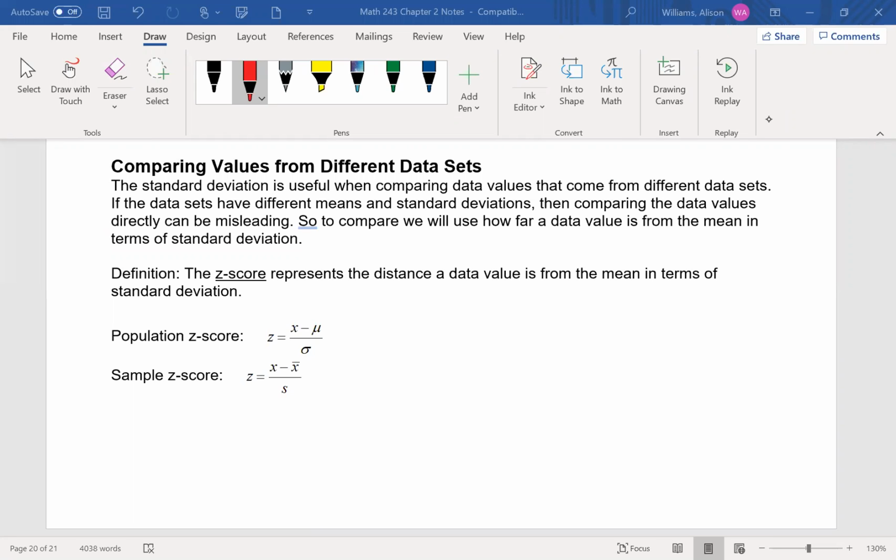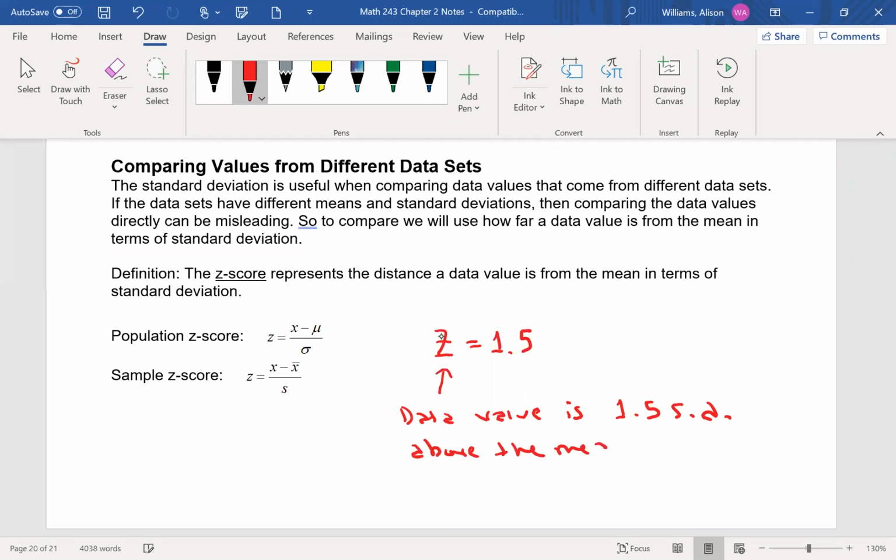And if I said that Z equals 1.5, that means that whatever data value Z is based on, this data value is 1.5 standard deviations above the mean. If it had been a negative, that would be below the mean. So they'd be below average. And it allows us then, if we have two different z-scores, to make a comparison.